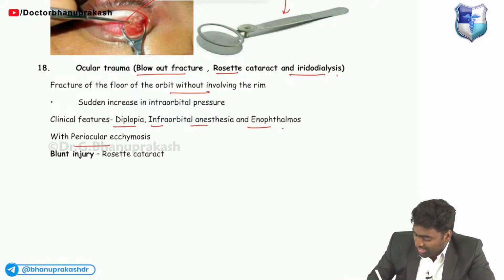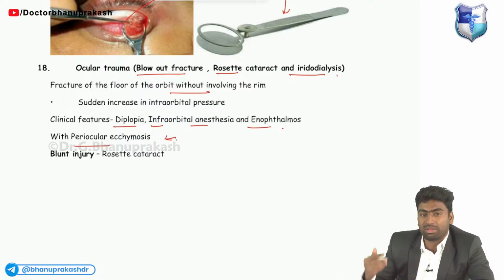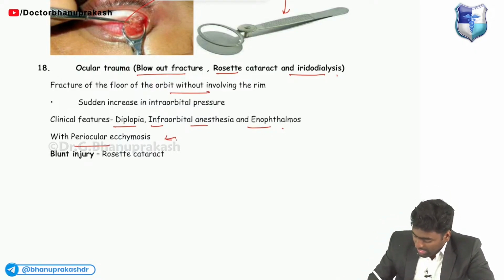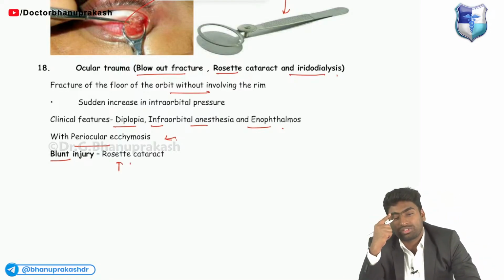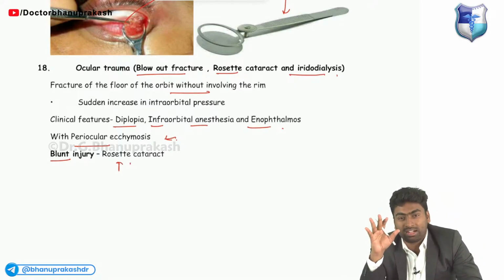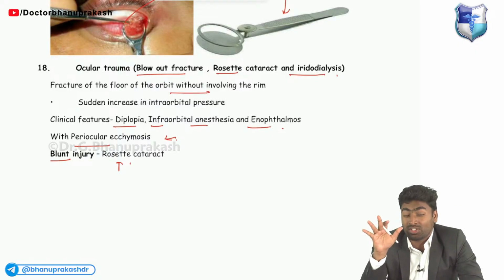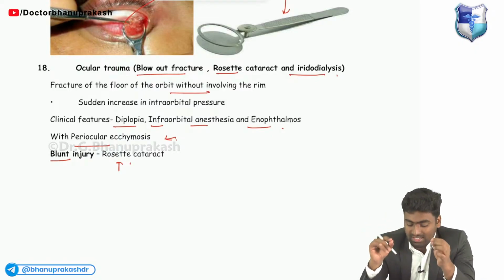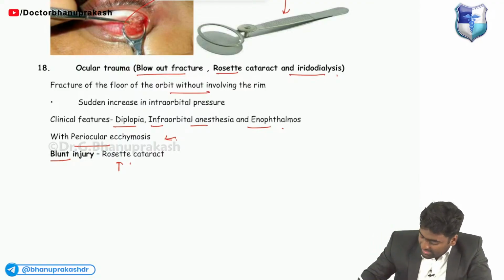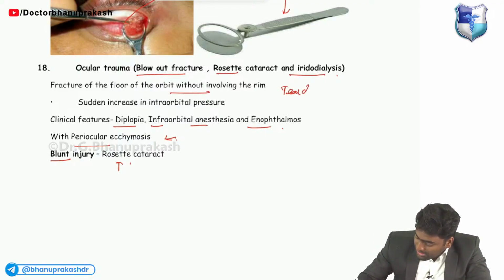Along with this there is trauma, so obviously they will have features of ecchymosis. And finally, blunt injury can produce a rosette-shaped cataract. Rosette-shaped cataract is seen in a case of blunt injury, whereas sunflower cataract will be seen in a case of Wilson's disease. On X-ray, it will show a teardrop sign.